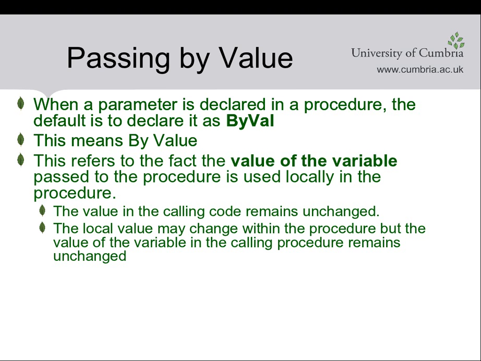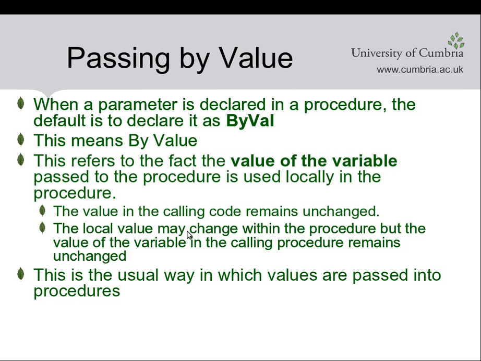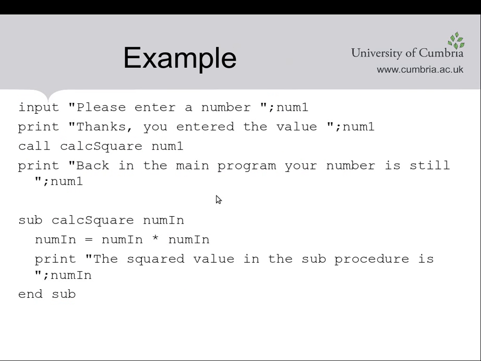So once inside the sub-procedure or function, that local value may change, may get altered, it may get reset, reinitialized, who knows what. But when that function or sub-procedure exits, then all the changes to those local values are lost, and when the program returns to its calling code, the variables that were included as parameters still have the values that they were given before the function call was actually made. So this is the usual way in which values are passed into procedures, and it's a fairly straightforward method to grasp. So here's an example.